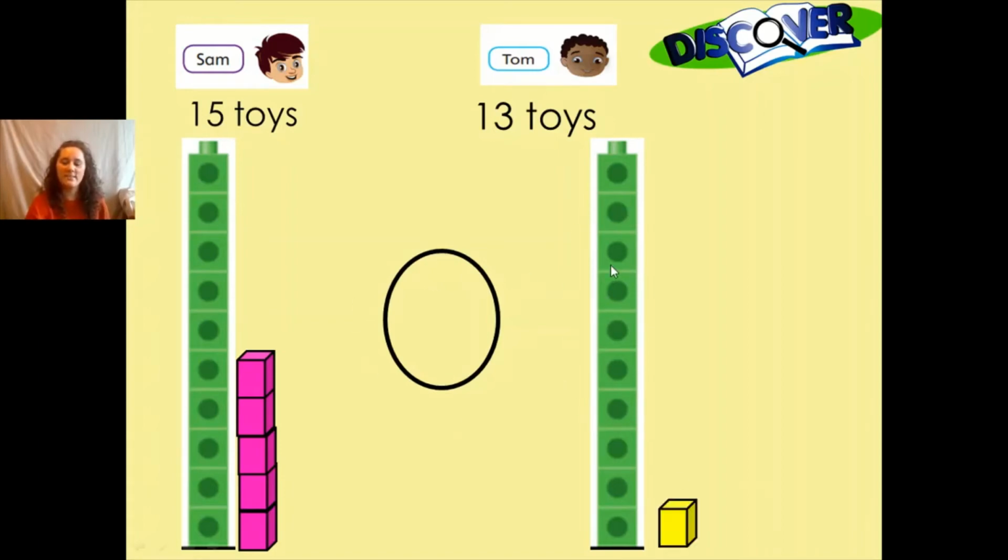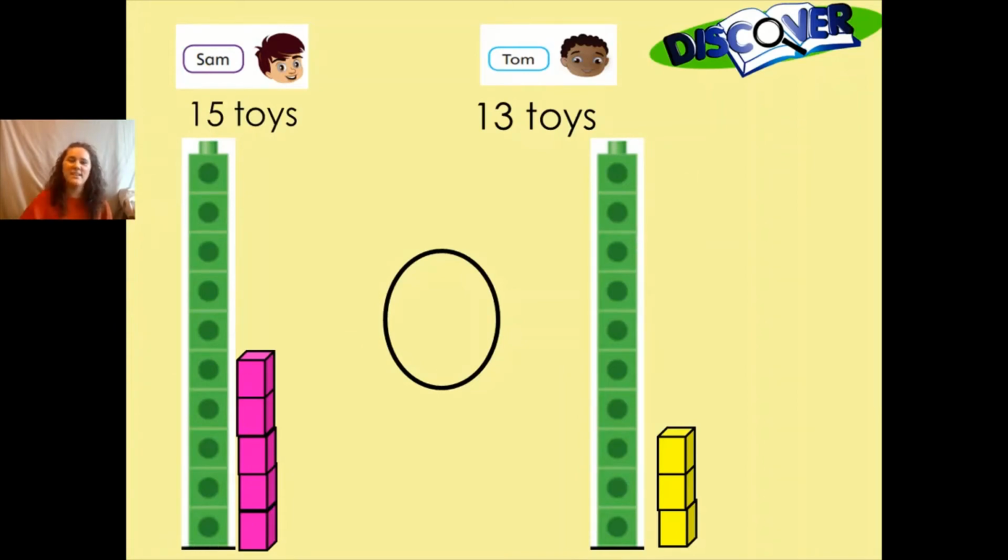10, 11, 12, 13. Brilliant. Both boys have got a representation of their amount of toys. Now we need to compare them. Look at both of the groups of cubes. Who has more cubes? Is it Sam over here with 15, or is it Tom with 13? Tell the adult you're with.